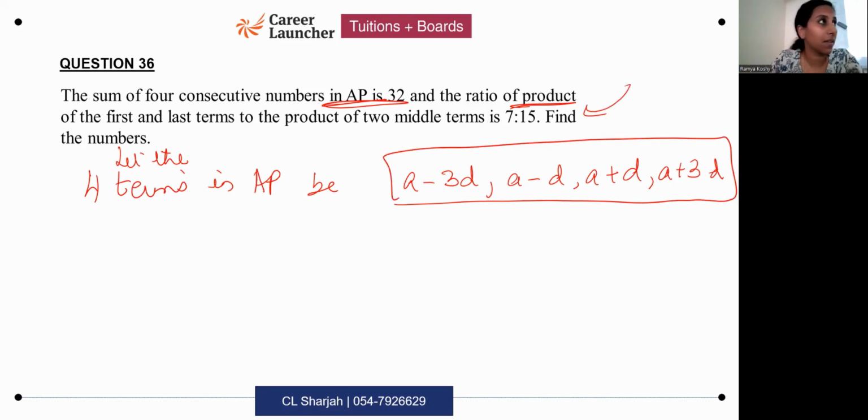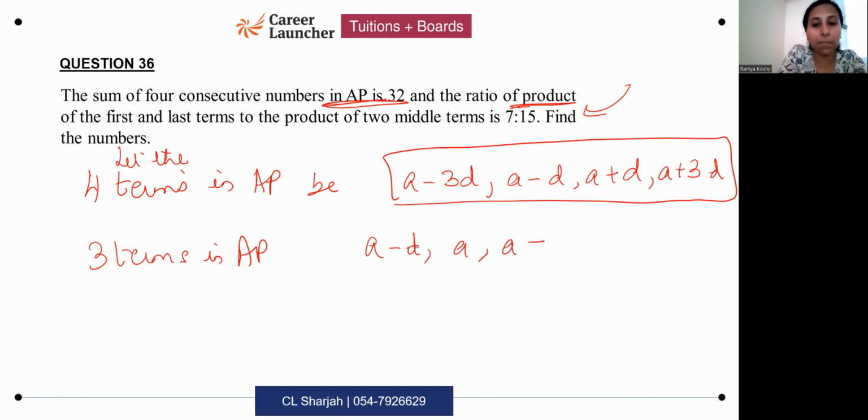What if they say 3 consecutive? If it is 3 terms in AP, then you use A minus D, A, A plus D. Very important. Okay? This is A minus 3D, A minus D, A plus D, A plus 3D. Okay, there is a request to solve this question completely. So I'll do that. Okay?